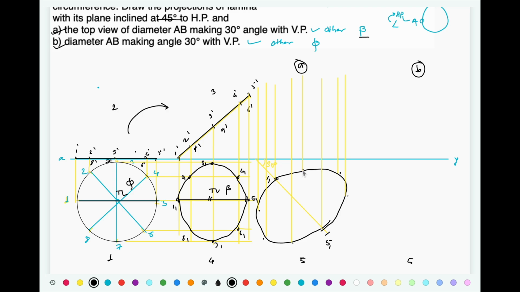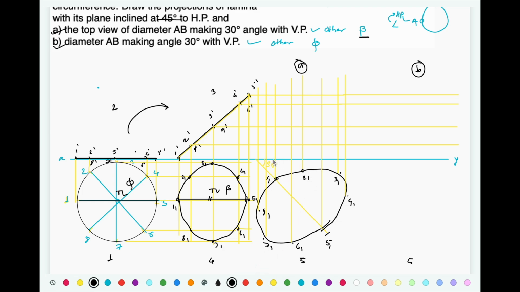I'll first name those points. So this is 2 1, 3 1, 4 1, 6 1, 7 1 and 8 1. So I'll project those points for the front view as well. Okay, I'll extend this line, because for the solution of B I'll have to project those points once again. So to avoid that, I'll project it right away.